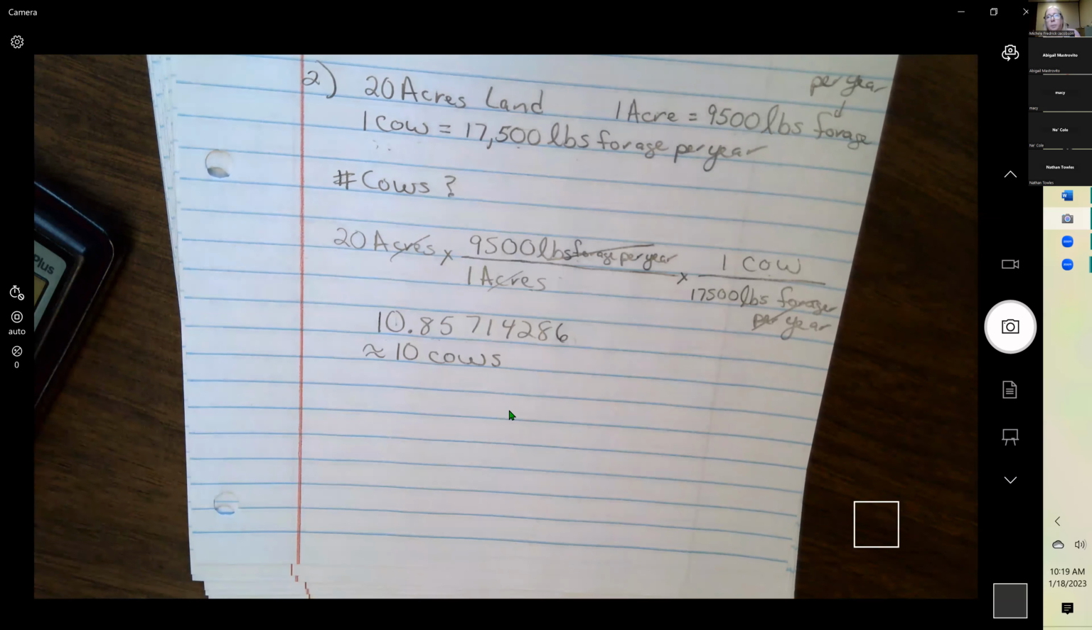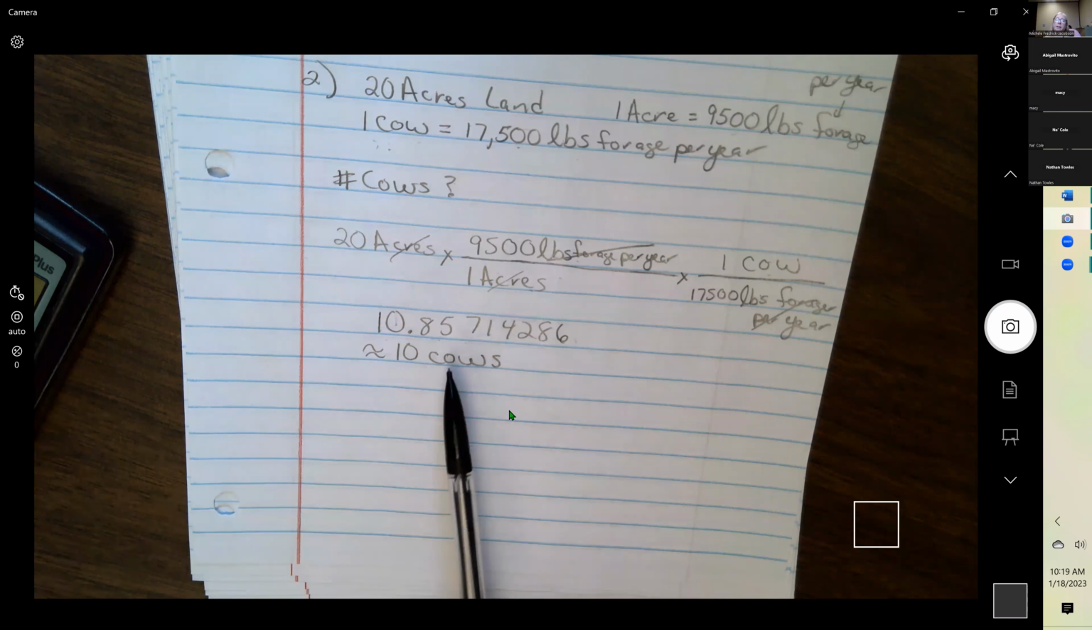So on story problems, you need to be careful because you cannot always round to the nearest integer. So if we made that 11, we are rounding to the nearest integer. But we can't support that 11th cow. We don't have enough. Any questions on that?